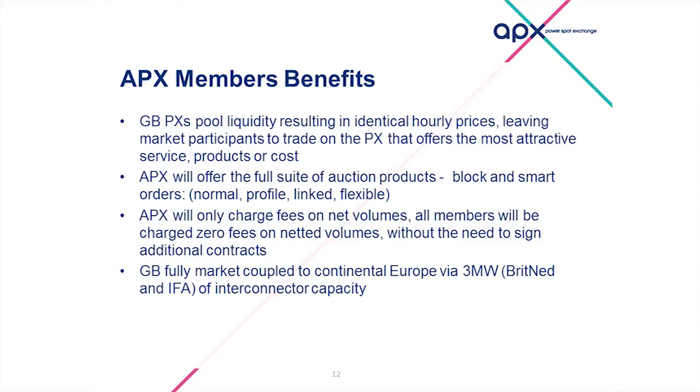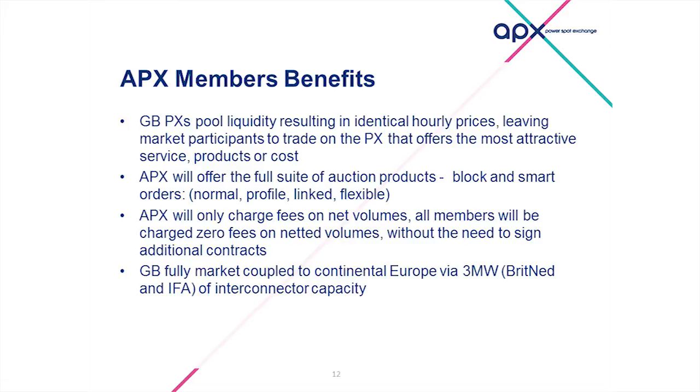In terms of benefits for APX members, pooling GB liquidity means that both power exchanges will have identical prices, except in very exceptional circumstances, so less than 1% of the time, which means that you should really be indifferent on which power exchange you trade, or you can just trade on the power exchange which offers the best products, the best service, and on which you can trade at the lowest cost. In relation to that, as I mentioned earlier, APX will be offering more products in our day-ahead auction. As we use the NWE system, we can be more creative with the products that we offer. Also, we'll only charge fees on net volumes. Any netted volumes, so if you're putting in an equal size buy and sell, we won't actually charge any fees on that, which we think is probably cheaper than anyone else. So in that sense, you can save money.